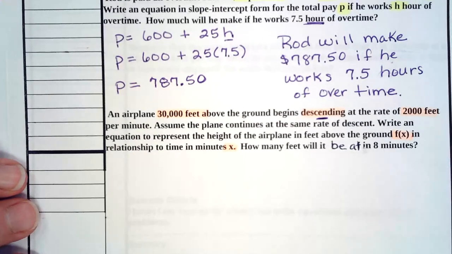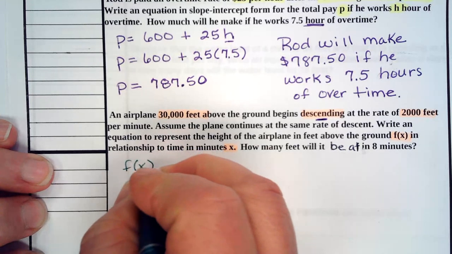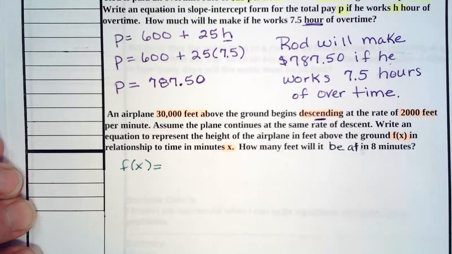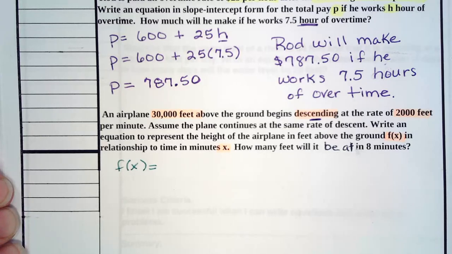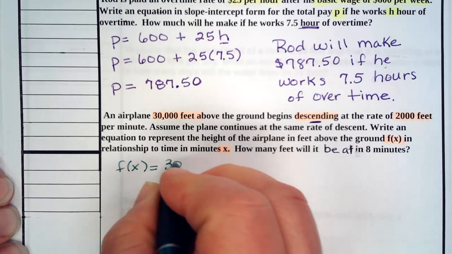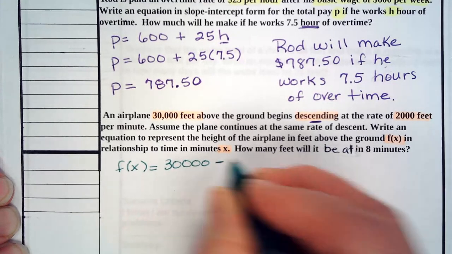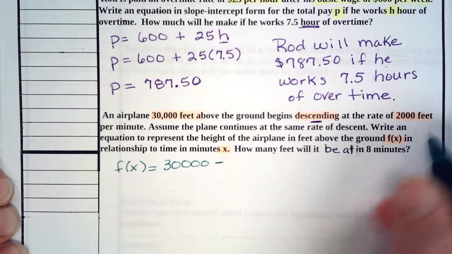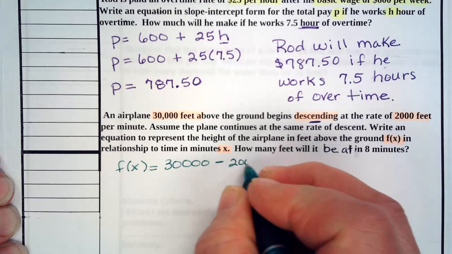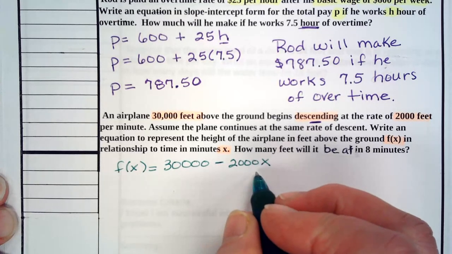So my f of x, my function that is evaluated with x, is equal to, where do we start? Well, we start at 30,000 feet. Then we will subtract. What are we subtracting? 2,000 feet per minute. So that's where my x goes.